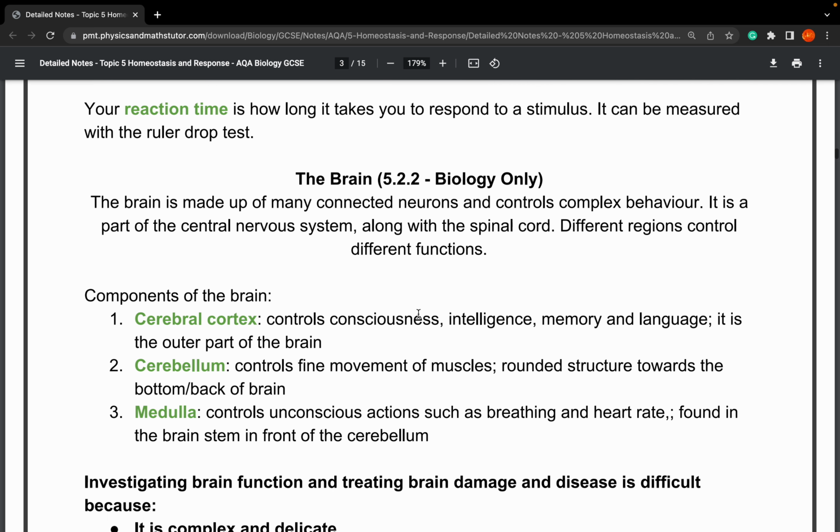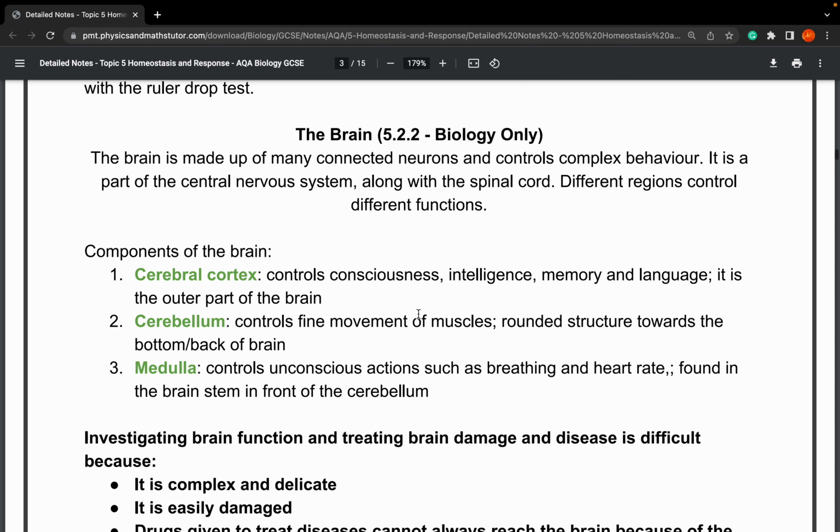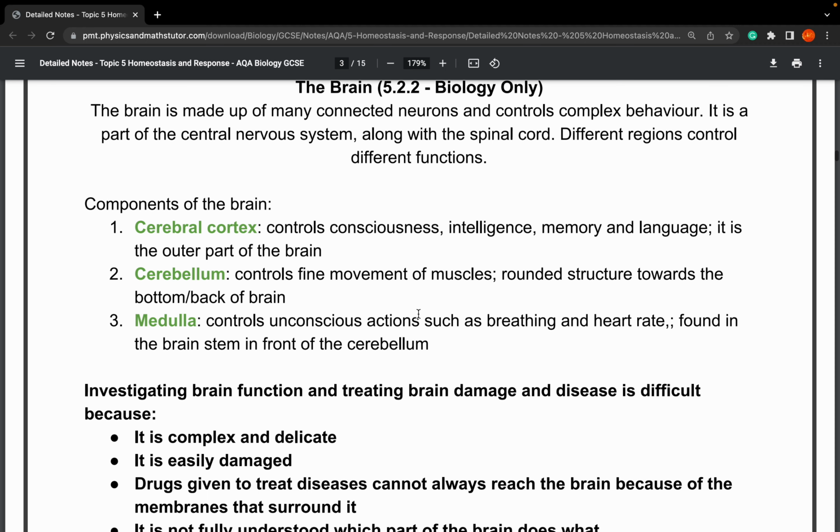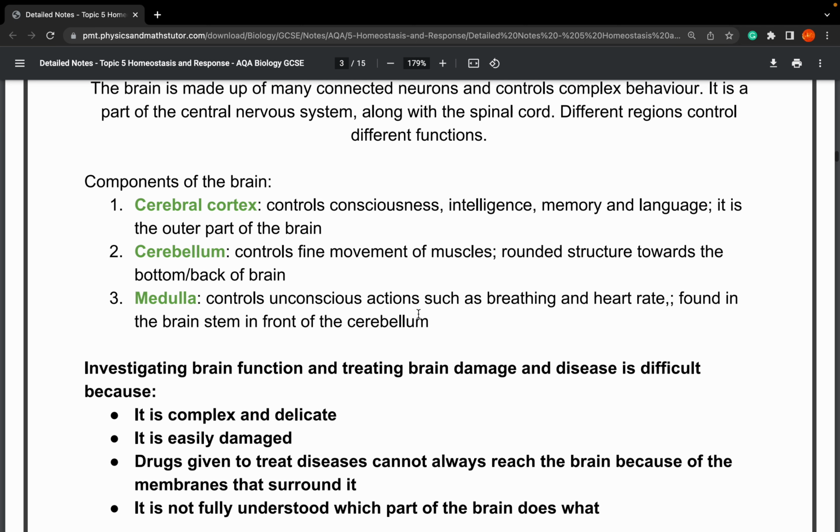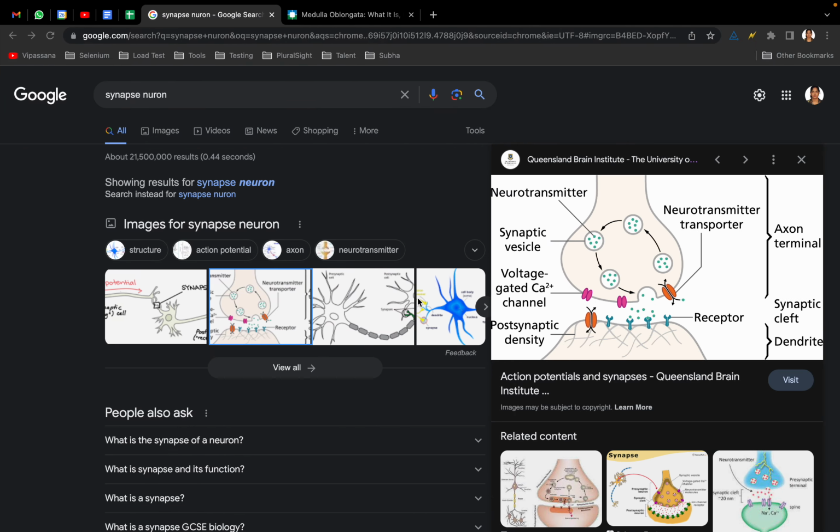It's known as the brain. So the brain is made up of many connected neurons and controls complex behavior. It is part of the central nervous system along with the spinal cord. So as you all know, the brain is in the top part of the spinal cord. Different regions control different functions. For example, the brain has three components: cerebral cortex, cerebellum and medulla.